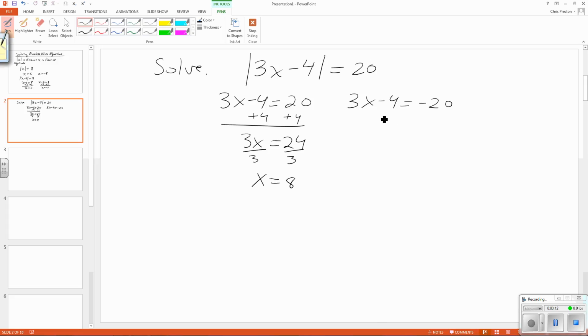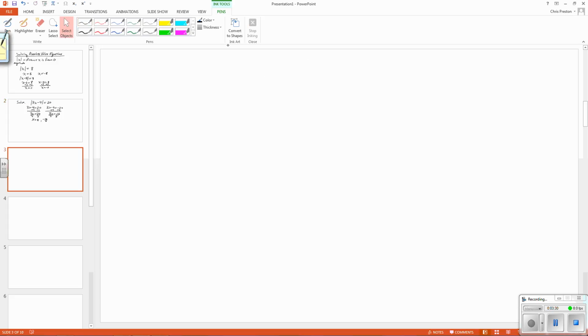So that's one possible answer. Or if I add 4 to both sides here, what's that, -16, divided by 3. So another possible answer is -16/3. And both of those are possible answers to this problem. Now, let's say I wanted to solve something like the following.